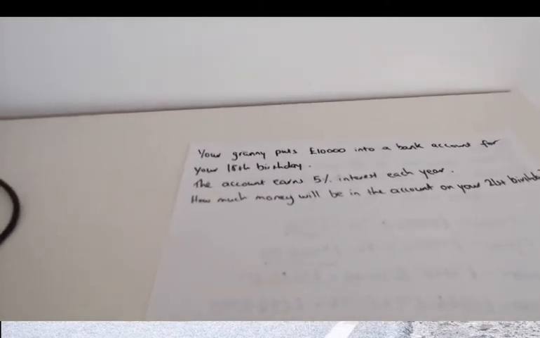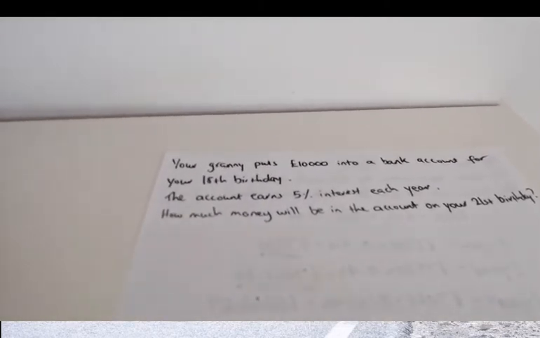Another example of what you might have done last year. Your granny puts £10,000 into a bank account for your 18th birthday. Lucky you, rich granny. The account earns 5% interest each year. How much money will be in the account on your 21st birthday?